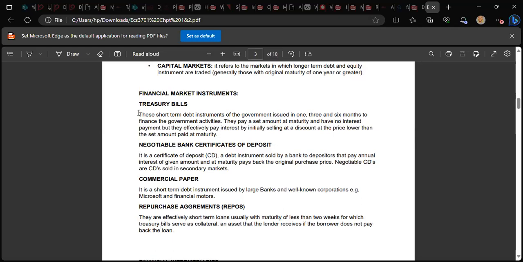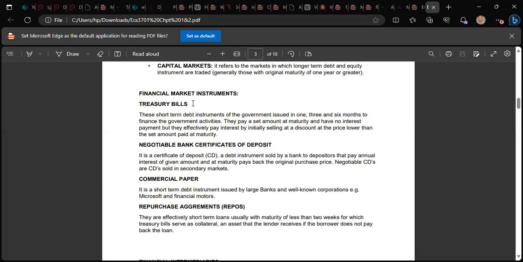So the treasury bills, these are very common. These are short term. So if it's short term, normally it's going to be within a year, right? These treasury bills are more like bonds, but these bonds are redeemable within that short period of time, right?